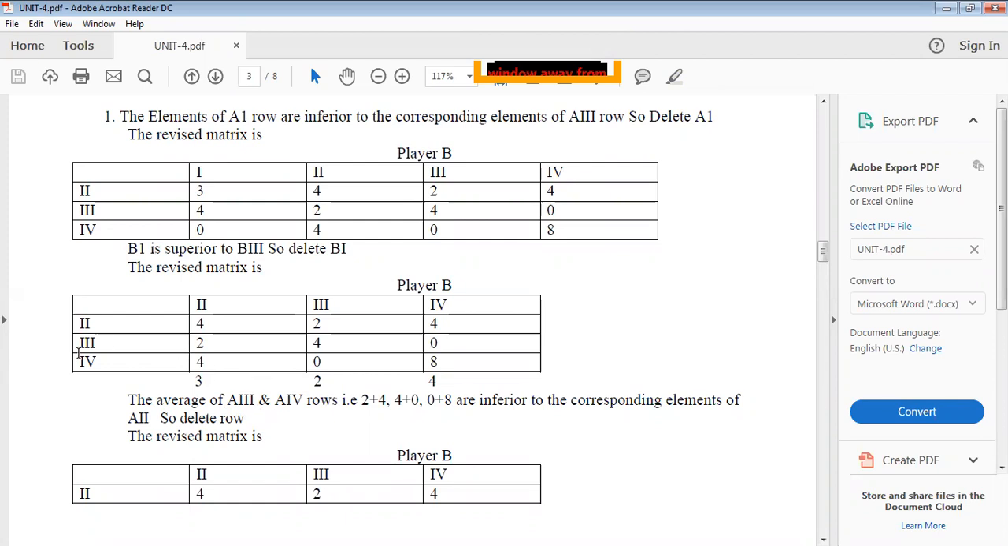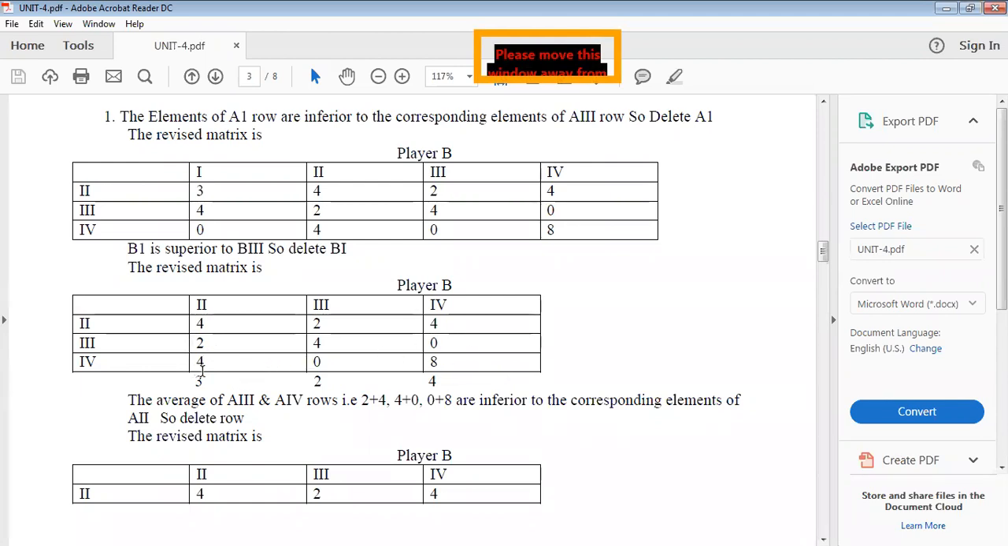The average of A3 and A4, 2 plus 4 divided by 2, that is nothing but 3, 2 and 4. So 3 2 4 are inferior to 4 2 4. 3 2 4 is inferior to 4 2 4. So therefore, this third and fourth rows completely will go out. 3 2 4 are nothing but the average values of these things.